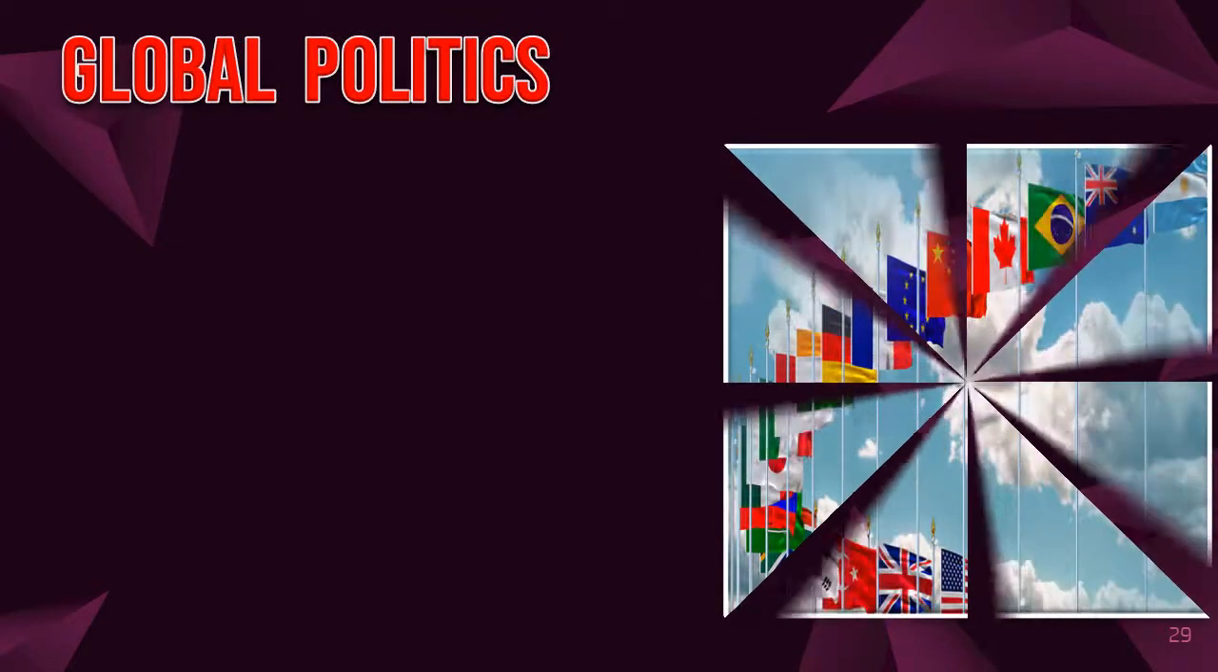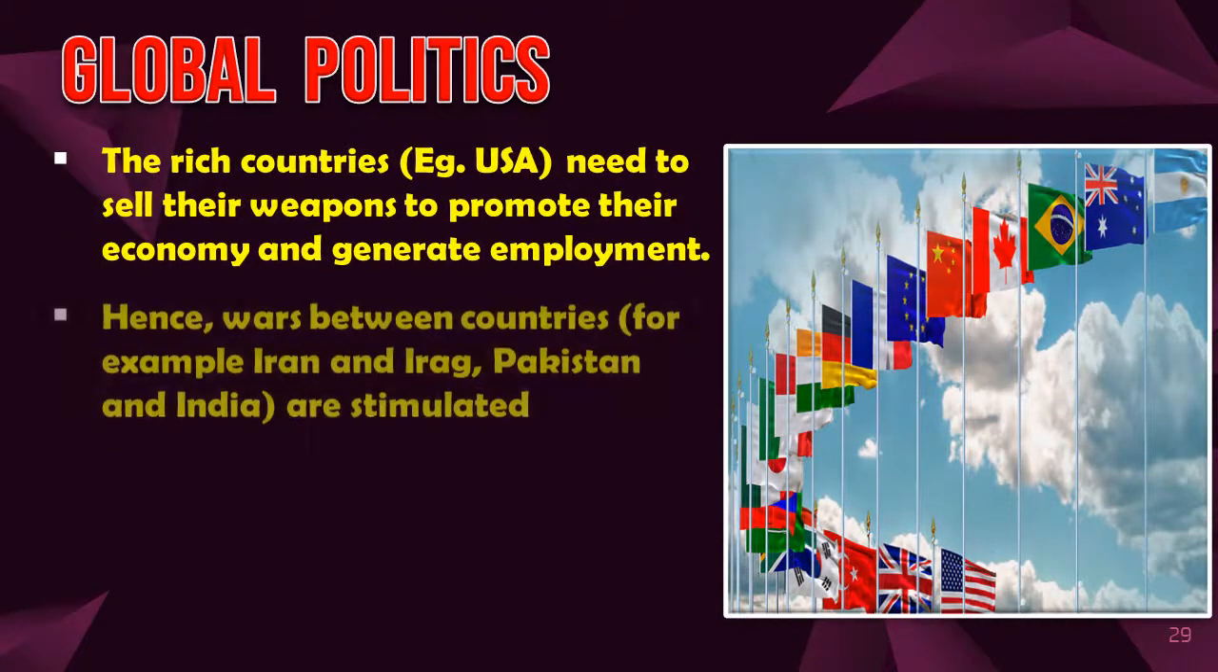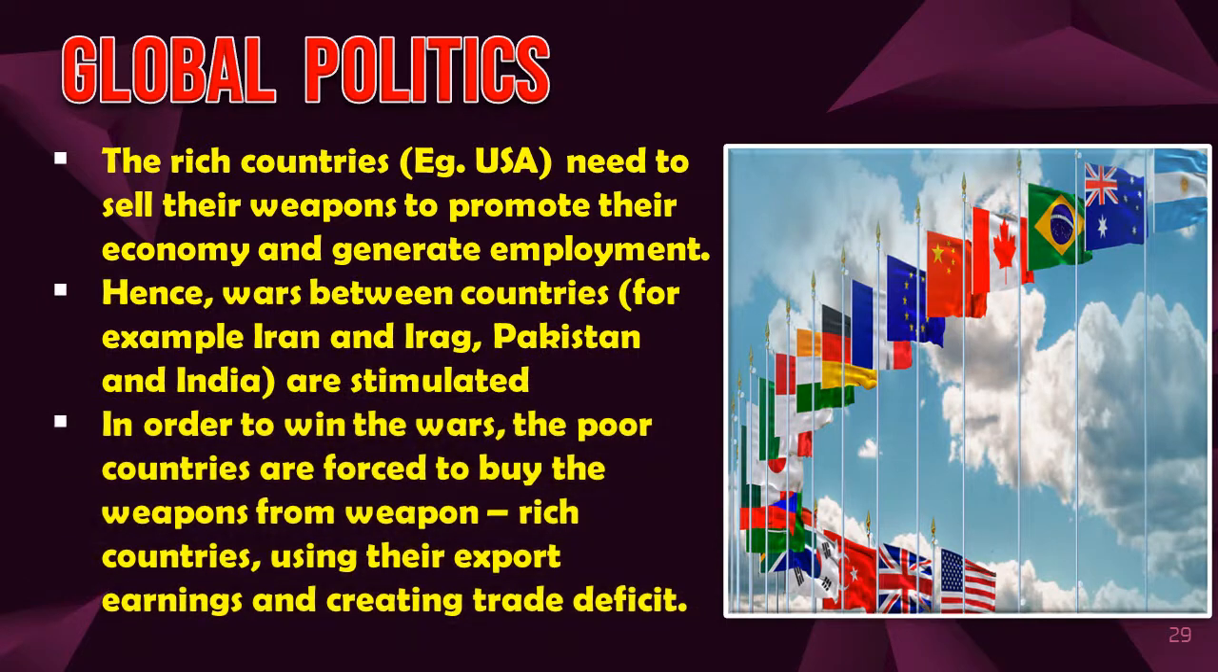Global politics. Another cause. The rich countries, for example the USA, need to sell their weapons to promote their economy and generate employment. Hence, wars between countries, for example Iran and Iraq, Pakistan and India, are stimulated. In order to win the wars, the poor countries are forced to buy weapons from weapon-rich countries using their export earnings, creating a trade deficit.